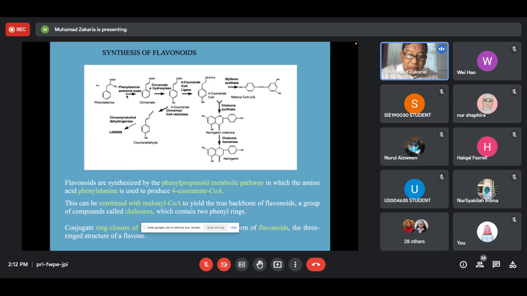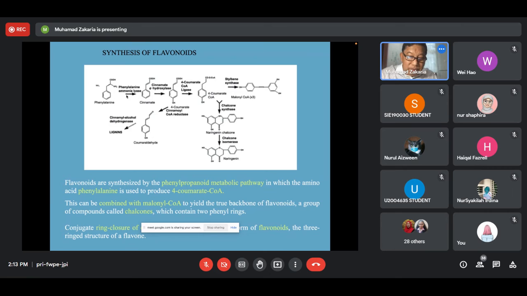Flavonoid is synthesized by the phenylpropanoid metabolic pathway, with the amino acid phenylalanine used to produce 4-coumarate-CoA. This can be combined with malonyl-CoA to yield the true backbone of flavonoid, a compound called chalcone, which contains two phenyl rings. Conjugate ring closure forms the three-ring structure of the flavone.